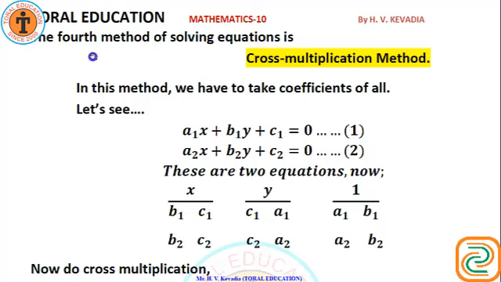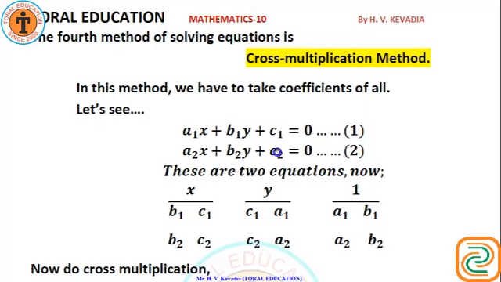Earlier we have seen three methods of solving equations. First one was the graphical method, second one was the substitution method, third one was the elimination method, and this one is the fourth method of solving the equation, which is the cross multiplication method. In this method we have to take coefficients of all. Let's see.